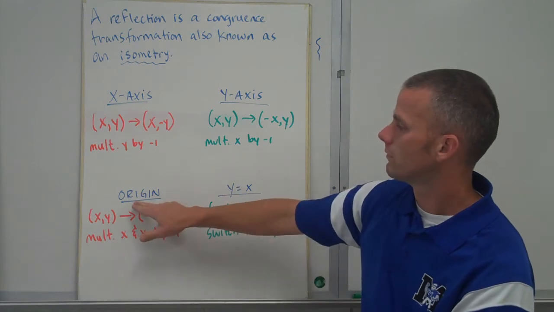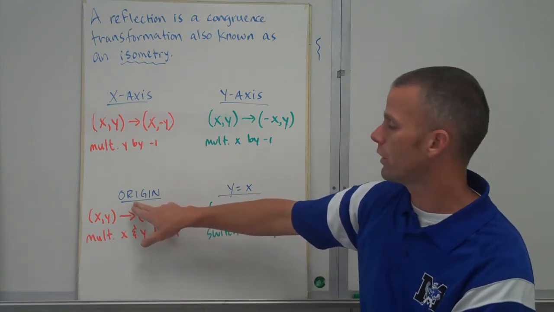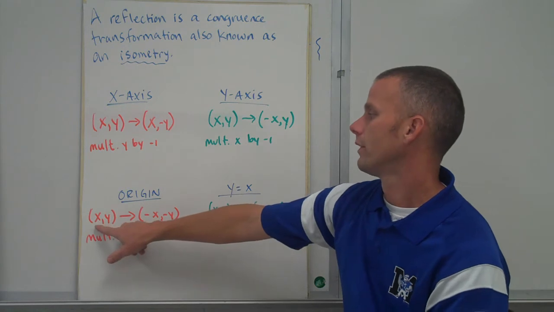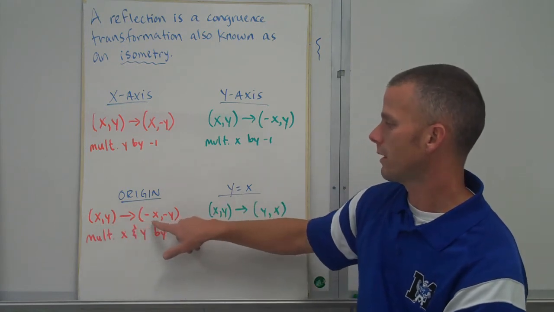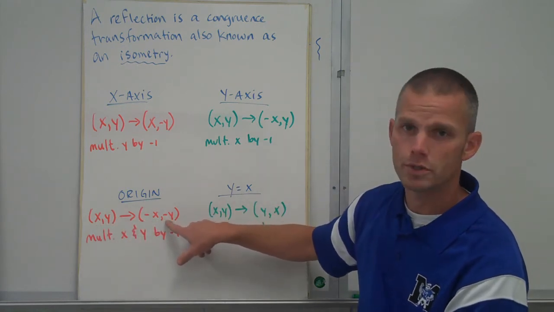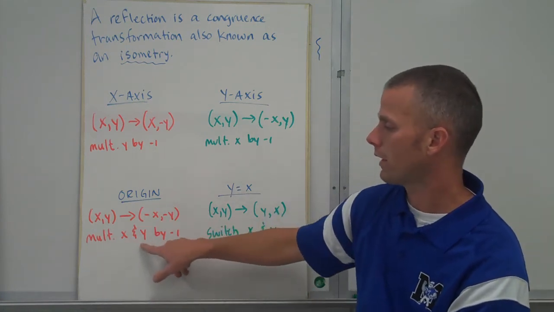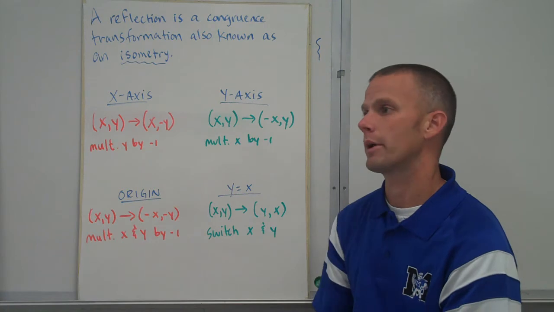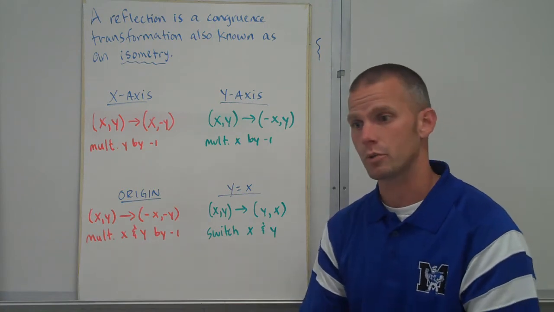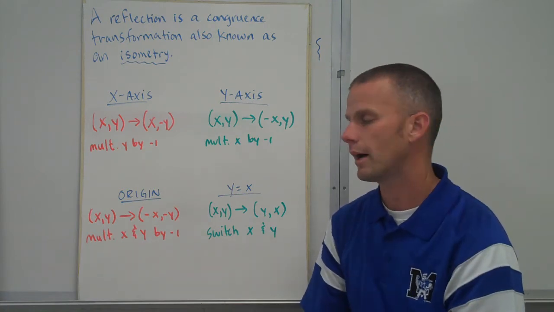If we reflect something over the origin, the ordered pairs stay the same except both the x and the y now switch signs. We can achieve that by multiplying the x and y by -1. Or if you just remember, hey, flipping over the origin, I've got to switch the signs on both the x and y coordinate, I'm good.